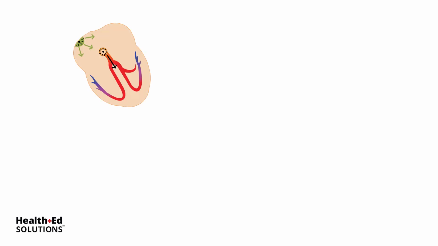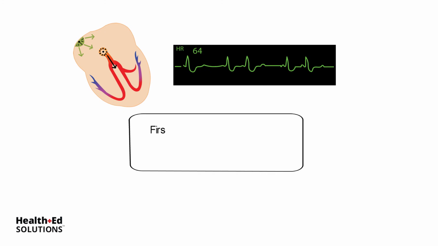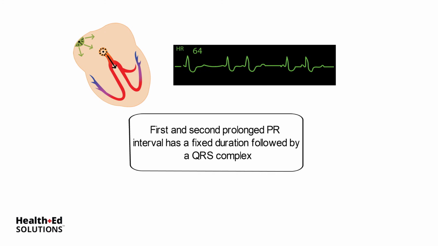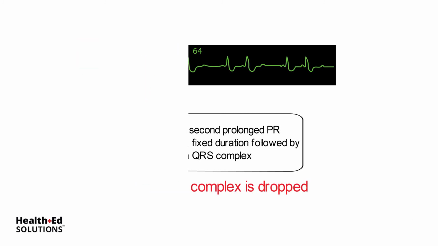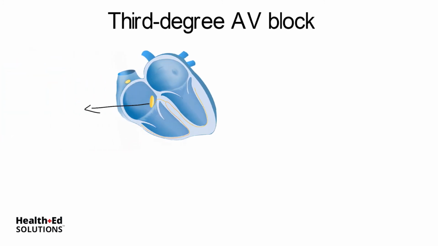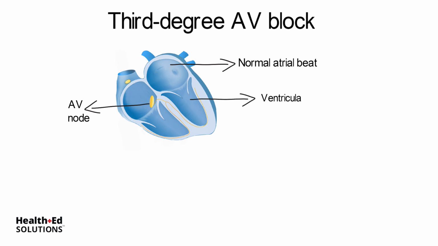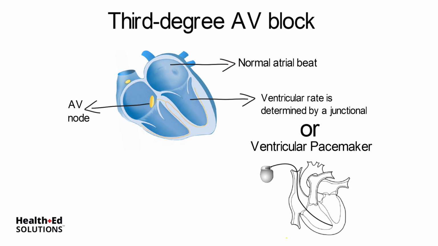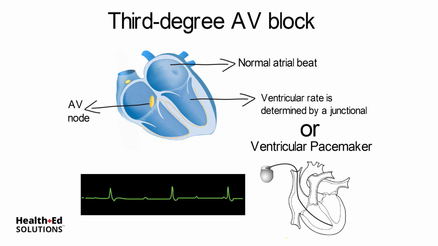Characteristic in this ECG tracing is that the first and second prolonged PR interval has a fixed duration followed by a QRS complex, and the third QRS complex is dropped. Third-degree AV block occurs at the atrioventricular node. The atria beat at their own rate, while the ventricular rate is determined by a junctional or ventricular pacemaker. The P waves march through and are unrelated to the QRS complex. The third-degree AV block may be permanent or transient.